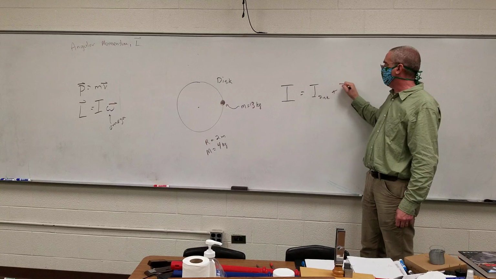What is the formula for the moment of inertia of a disk spinning about its center? Is that I plus? Yeah, that's supposed to be a plus sign. I am assuming that the size of the blob is small compared to the size of the disk.